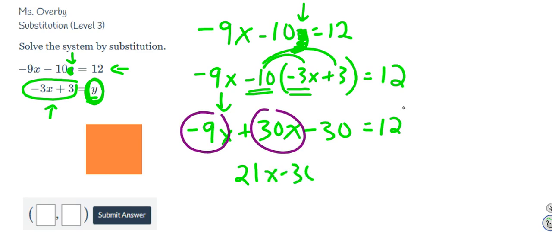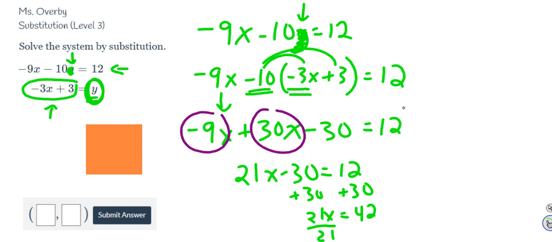And then we just have a two-step equation, right? We're going to add 30. Bring down the 21x, that's 42. Divide both sides by 21, and we get that x is equal to 2. So we're going to put the 2 in our x spot.